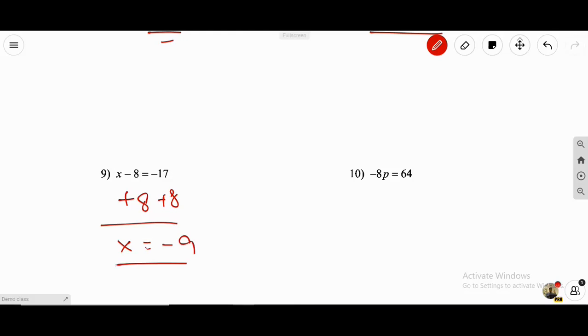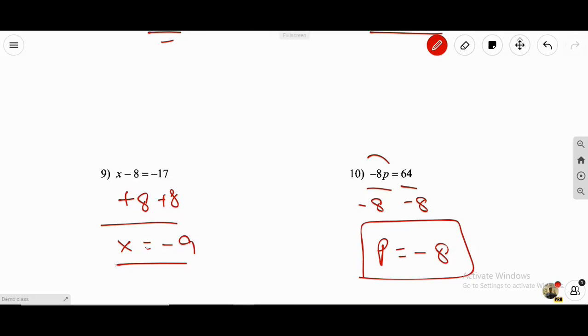Again here, you have to divide because it is multiplied by negative 8. So I'm going to divide by -8. That would give me a -8 as the answer. So that's the way we can solve one-step equations.